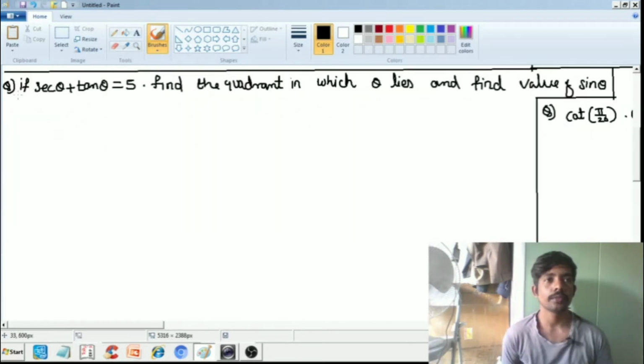Here we have the third question. In the third question, write what is given.